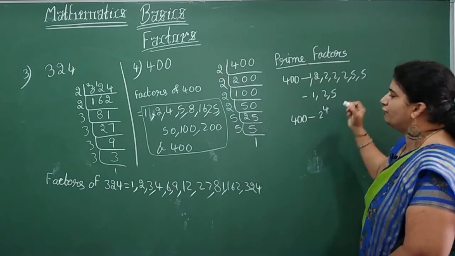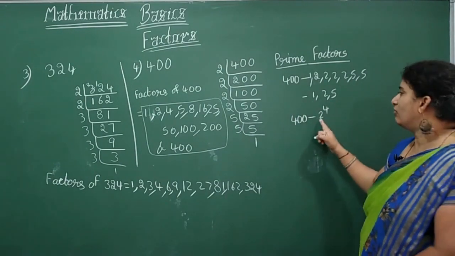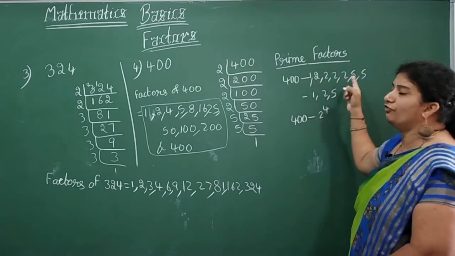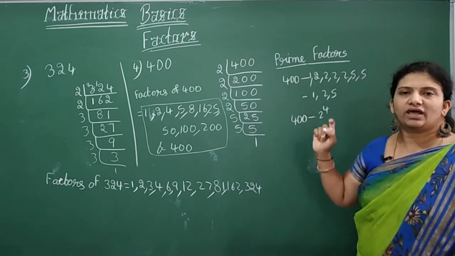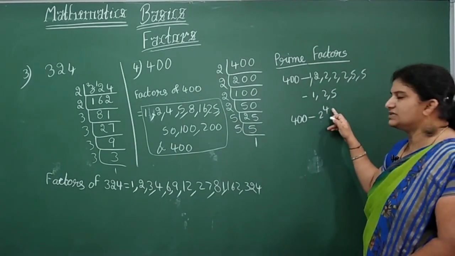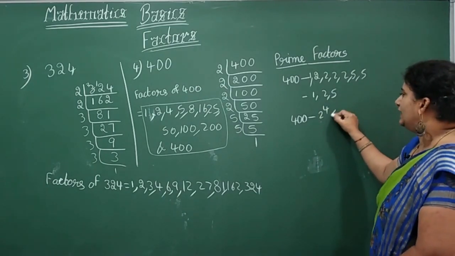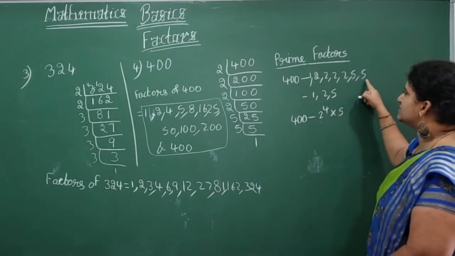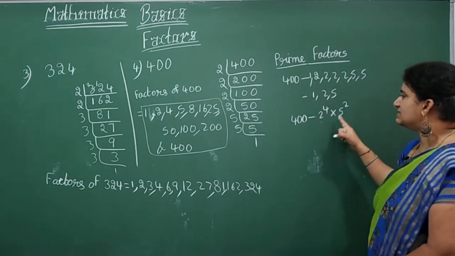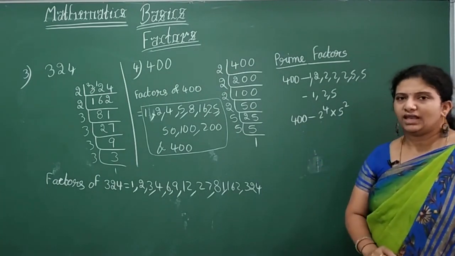So how do you write this? 2 power 4. Okay, how do you write this, children, in the form of power? 2 is multiplied 4 times. That you can represent in the form of 2 power 4. This is called the power and this is called the base. So now 5, how many times is it represented? 2 times. Okay, so this is the way we write the prime factors of a number.